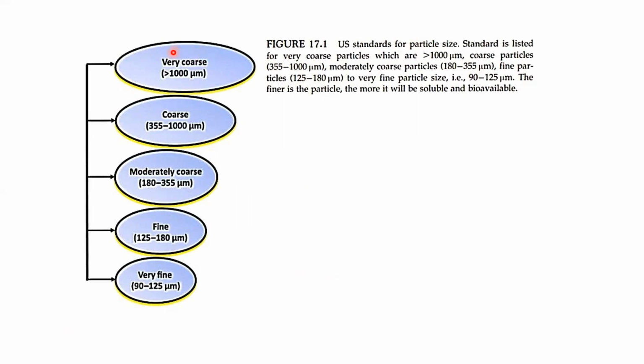Next are the different particle size ranges. If the particle size is greater than 1000 micrometer, we call it a very coarse particle. Particle size 300 to 1000 micrometer is coarse. 180 to 355 micrometer is moderately coarse. 125 to 180 micrometer is a fine particle. Particle size 90 to 125 micrometer is a very fine particle.